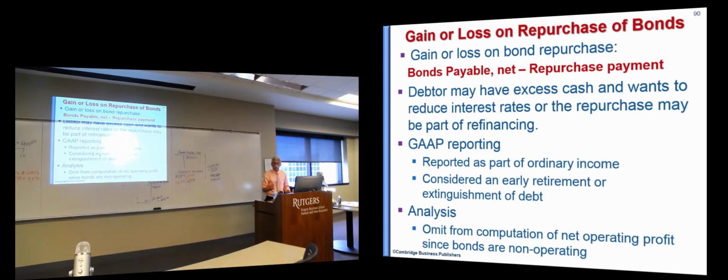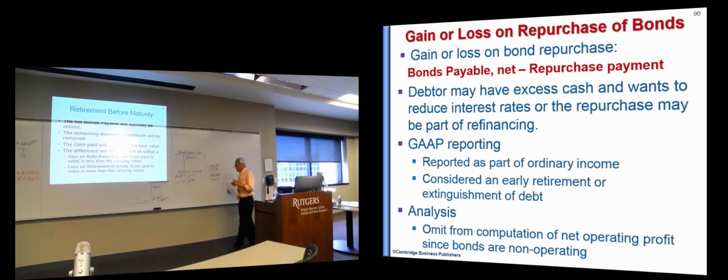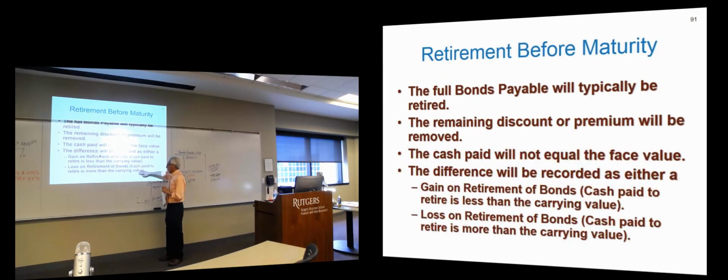If I pay more for the debt than carrying value, I have a loss rather. If I pay less, I'm going to have a gain. Okay, so if I pay more, I have a loss, less, I have a gain. And very similar to one of the early questions we had today about selling a plant asset, you have to remove both the cost and the accumulated depreciation. When you retire debt, you've got to remove both the par and the premium or discount. Right? So you either have a premium or a discount.